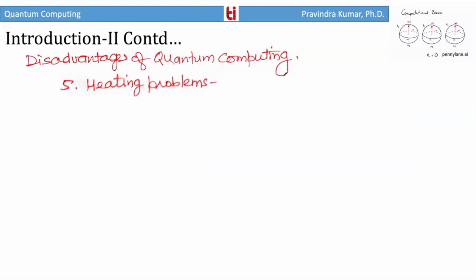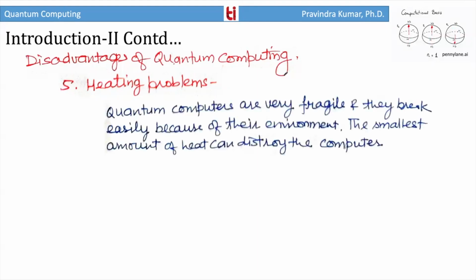Another disadvantage is the heating problem, as quantum computers are very fragile and they break easily because of their environment. The smallest amount of heat can destroy the computer, and this is an issue. When the information is saved and retrieved, it needs to be very accurate. If there is any change in the information, it needs to be rewritten because it would not work with the same software.